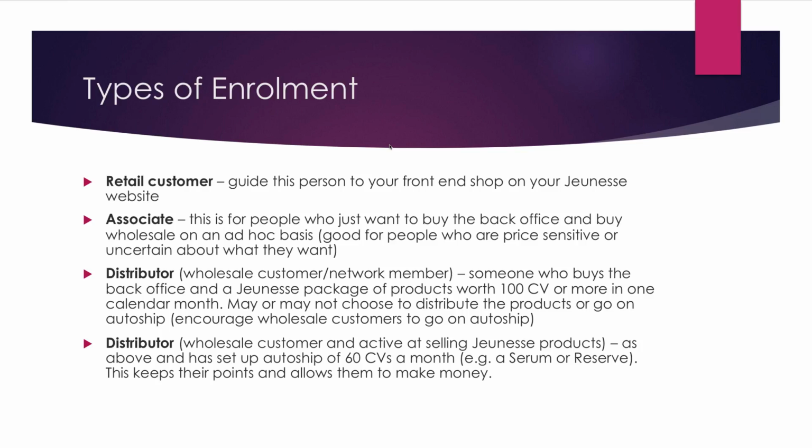Also, you can have a wholesale customer who is active at selling Jeunesse products. It's the same as the previous one I've just mentioned. They set up AutoShip of 60 CVs a month, for example, serum or the reserve, and this keeps your points and keeps you in the business and allows you to make money. So these are like the 4 types of enrollment that you can go for.